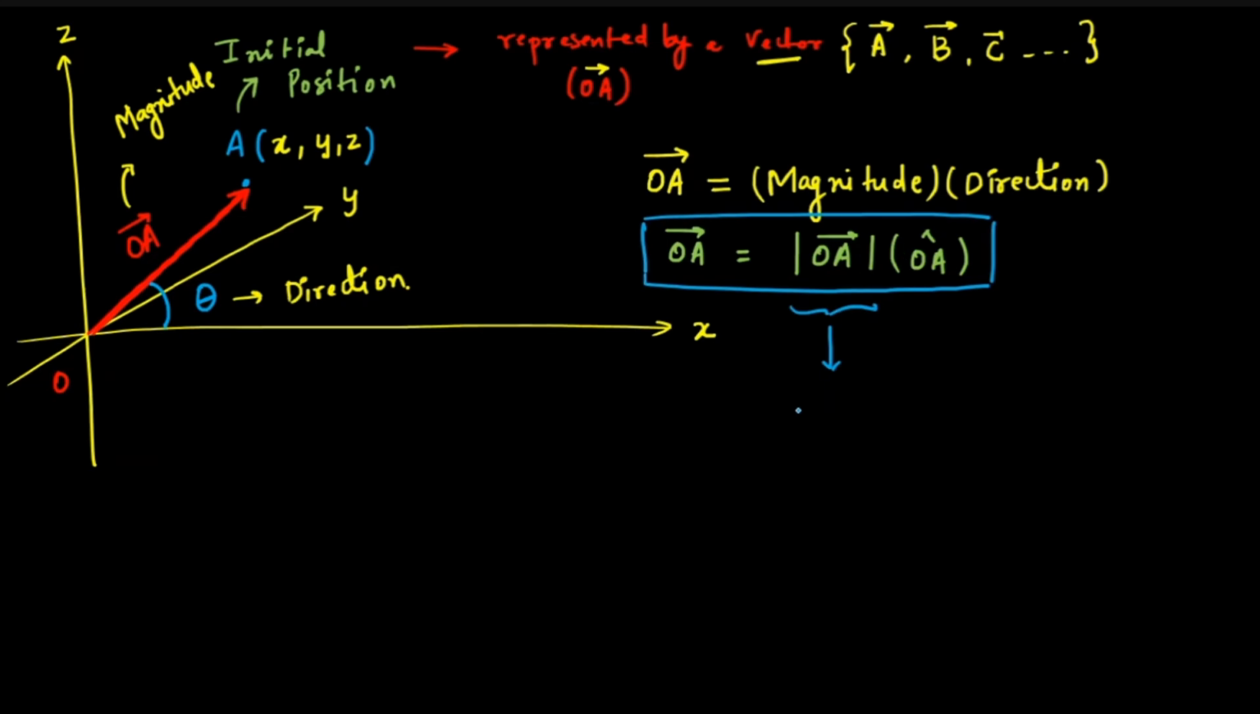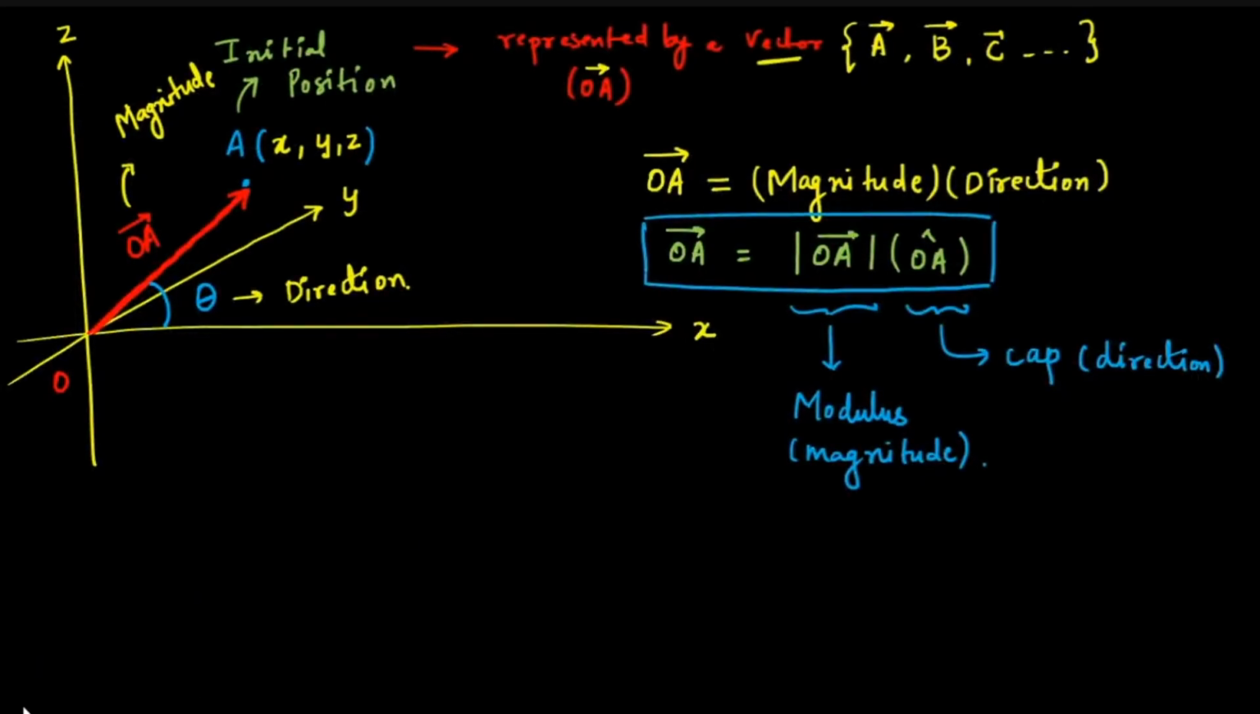So this OA is representing the modulus, and this OA cap we call it. So direction is basically represented by cap. So this cap is something which is representing direction. We'll learn about what cap and modulus is and how we can calculate. But first we need to understand how this thing is being represented.